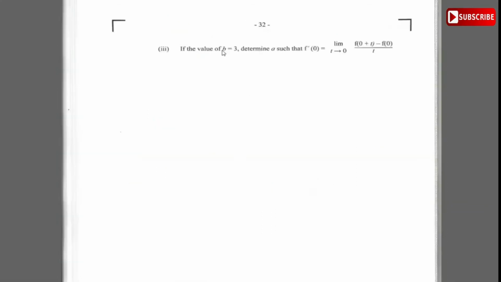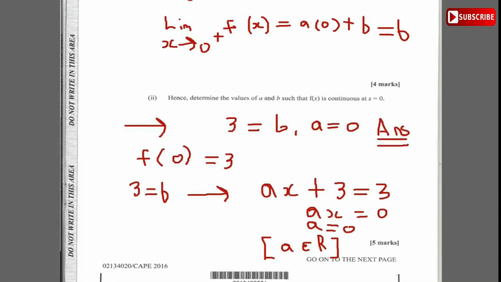And why would they say if the value of b is 3 when b is definitely 3? All right, let's just continue. They're just trying to throw us off with their wording.